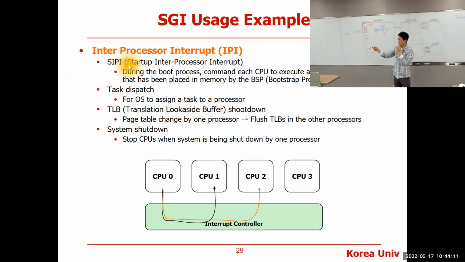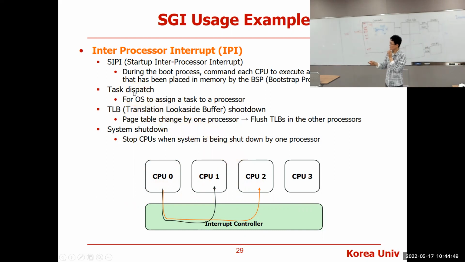First one is startup IPI, inter-processor interrupt. Think about your smartphone or notebook computer system. There are 4 CPUs or 8 CPUs. When you boot up your computer system, typically only one CPU is alive, and that one CPU is doing initialization. After that, it wakes up the other CPUs. Let's say CPU 0 is alive at the beginning. That CPU sends an interrupt to CPU 1, CPU 2, CPU 3. That is inter-processor interrupt, IPI.